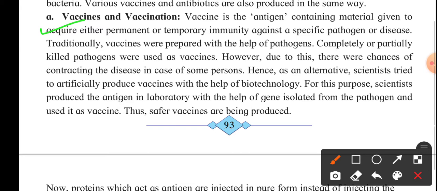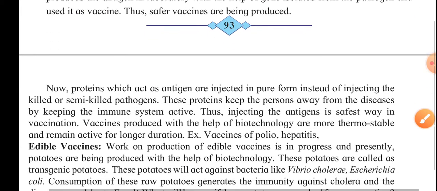Traditionally, vaccines were prepared with the help of pathogens, completely or partially. Killed pathogens were used as vaccines. However, due to this, there were chances of contracting the disease in the case of some persons. Hence, as an alternative, scientists try to artificially produce vaccines with the help of biotechnology. For this purpose, scientists produce the antigen in the laboratory with the help of a gene isolated from the pathogen and use it as a vaccine. Safer vaccines are being produced.